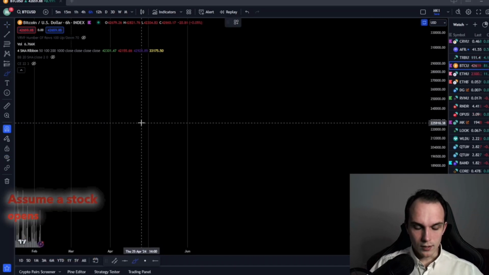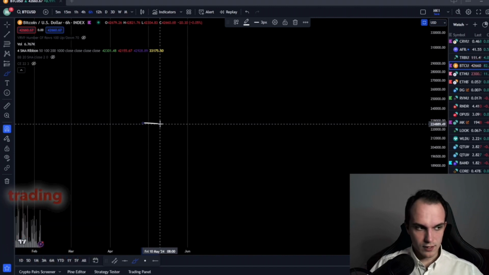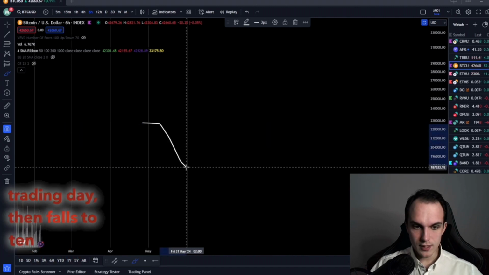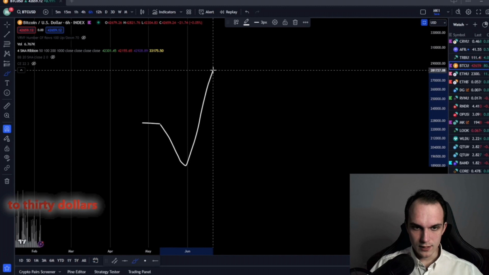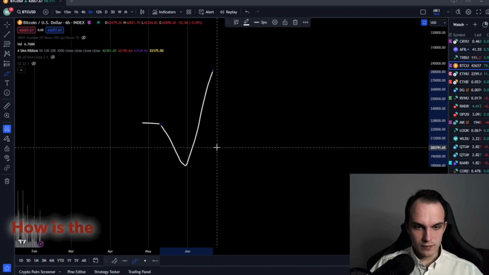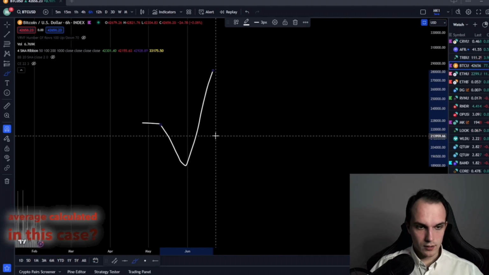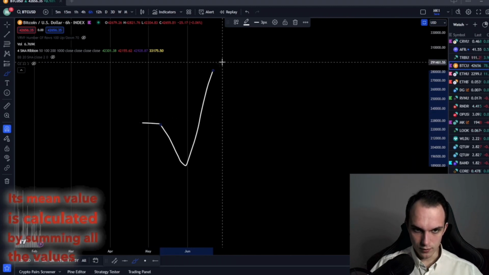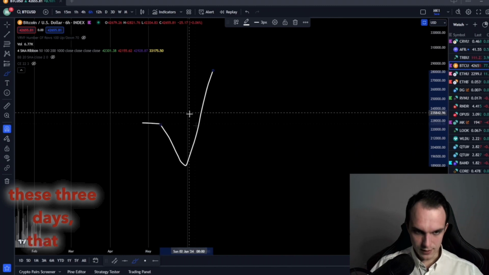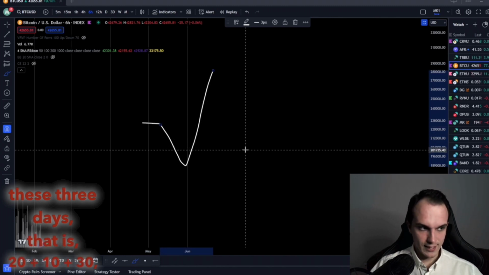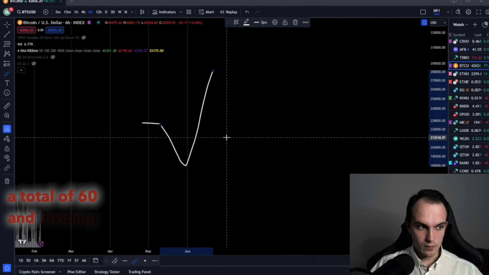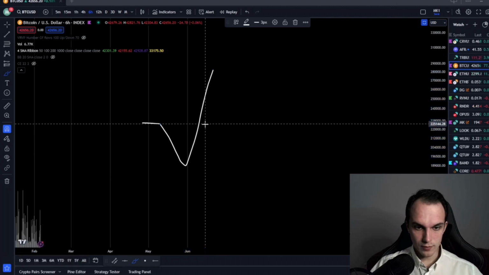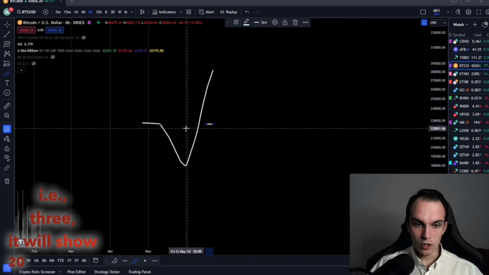Assume a stock opens at $20 on its first trading day, then falls to $10 and shoots up to $30 on the third day. How is the moving average calculated in this case? Its mean value is calculated by summing all the values for these 3 days. That is 20 plus 10 plus 30, a total of 60, and dividing by the number of days. That is 3, it will show 20 on that day.